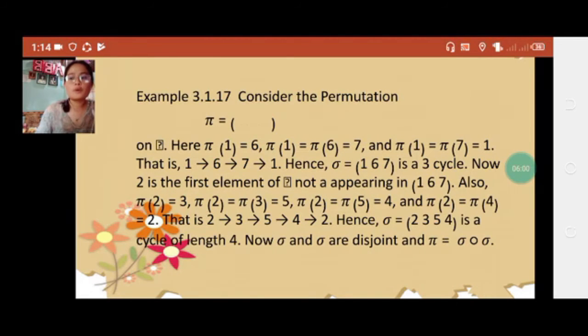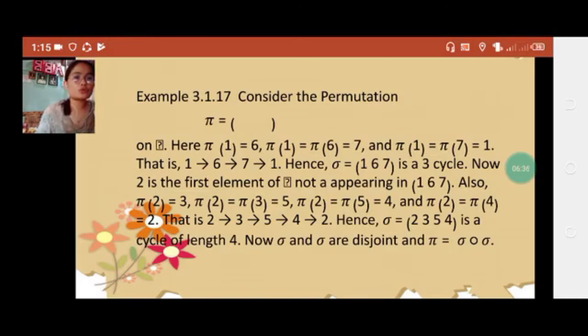Consider the permutation pi equal to 1 to 6, 2 to 3, 3 to 5, 4 to 2, 5 to 4, 6 to 7, 7 to 1 on L of 7. Here, pi of 1 is equal to 6, pi of 6 is equal to 7, and pi of 7 is equal to 1. That is 1 to 6 to 7 to 1. Hence, the cycle notation (1 6 7) is a 3 cycle.